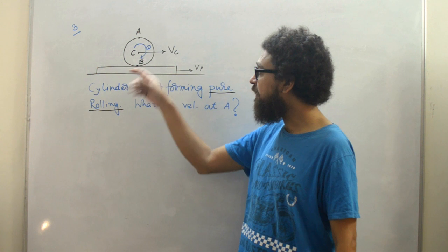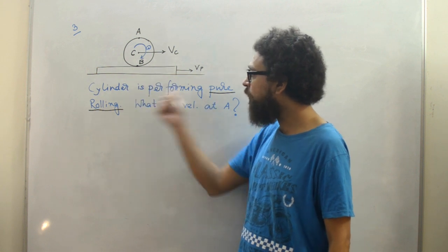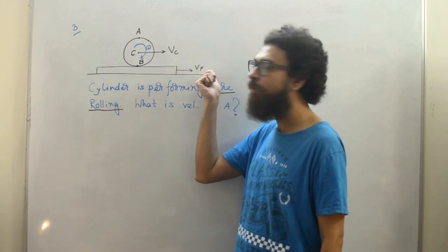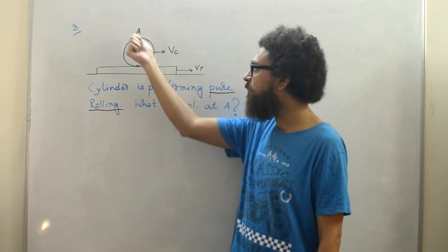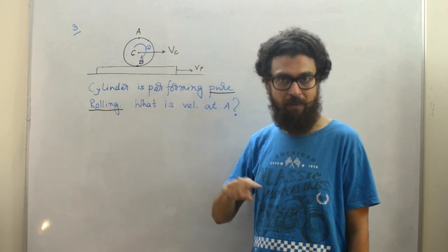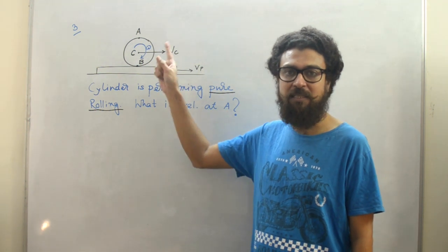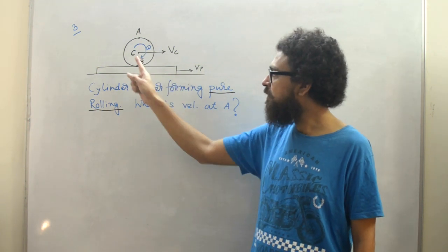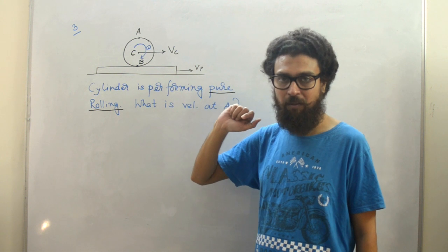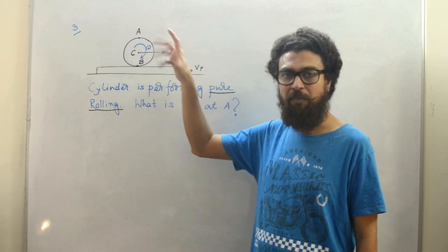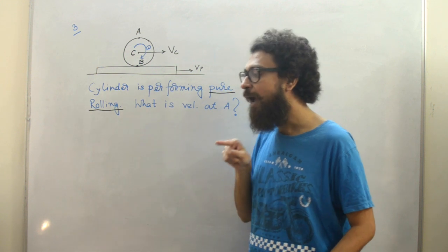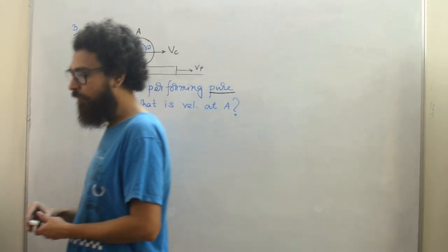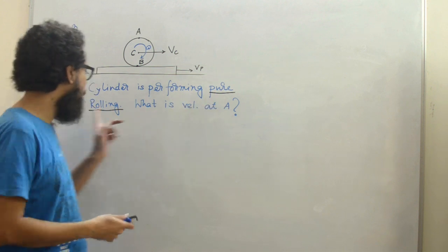A cylinder is performing pure rolling on the plank which is moving with a uniform velocity Vp. What is the velocity of the point A? A is the point which is completely free with us. It is not touching the plank, and this cylinder is performing rolling motion. So it is rotating as well as moving forward. So why have I marked this pure rolling?